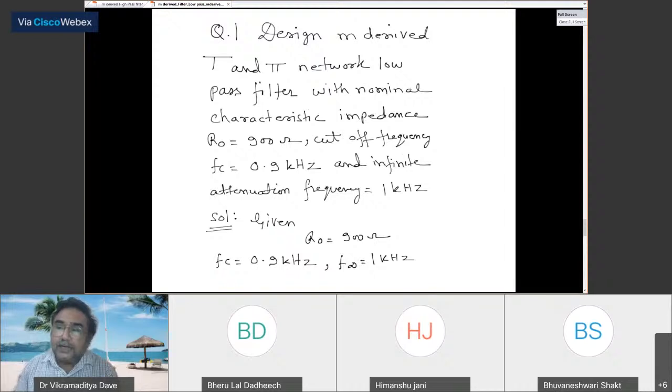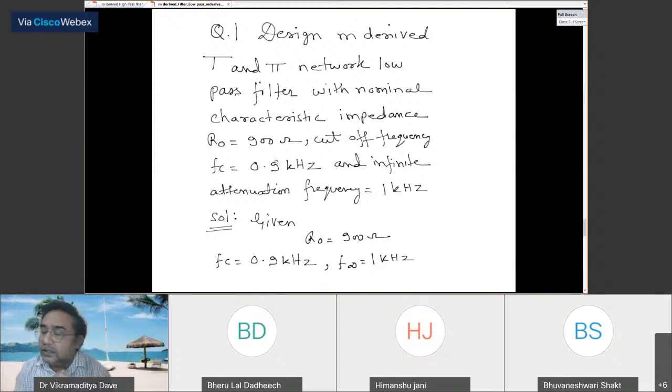Now let us take a numerical. The numerical is: design an m derived T and pi network. Both networks have been asked for a low pass filter with nominal characteristic impedance, or load impedance, or terminal impedance of 900 ohm, and the cutoff frequency is given as 0.9 kilohertz, that is 900 hertz. And also the infinite attenuation frequency is 1 kilohertz. Now you can compare that the two frequencies are very near to each other. It is 0.9 kilohertz, 900 hertz, while it is 1000 hertz.